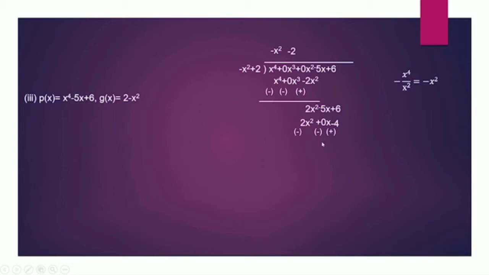Now after subtracting, 2x square minus 2x square will become 0. Therefore we can cancel it. And here minus 5x minus 0x will remain minus 5x itself. And 6 plus 4 we will get as 10. Therefore minus 5x plus 10 will be the remainder. And minus x square minus 2 is the quotient.